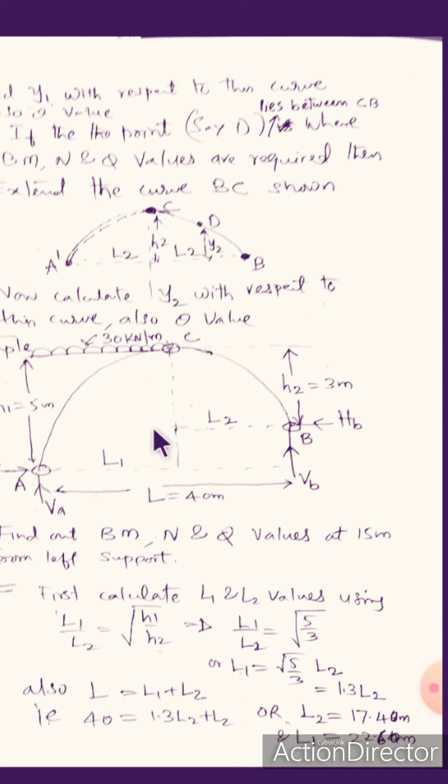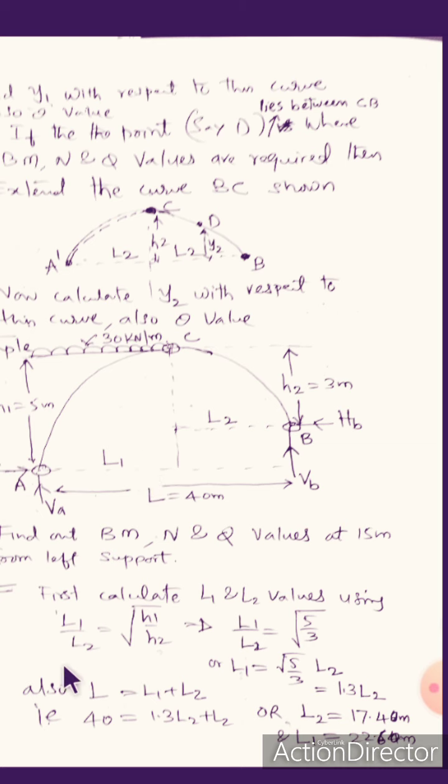So let us take one simple example here. You can see this is a problem of a parabolic arch wherein the supports are at different levels. The left half is loaded with 30 kN per meter. Now let us find out the bending moment, N and Q values at 15 meter from the left support. You have to find these values at a distance of 15 meter.